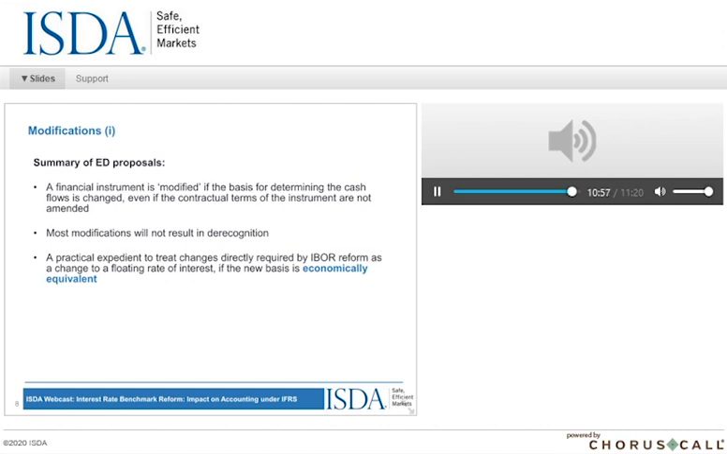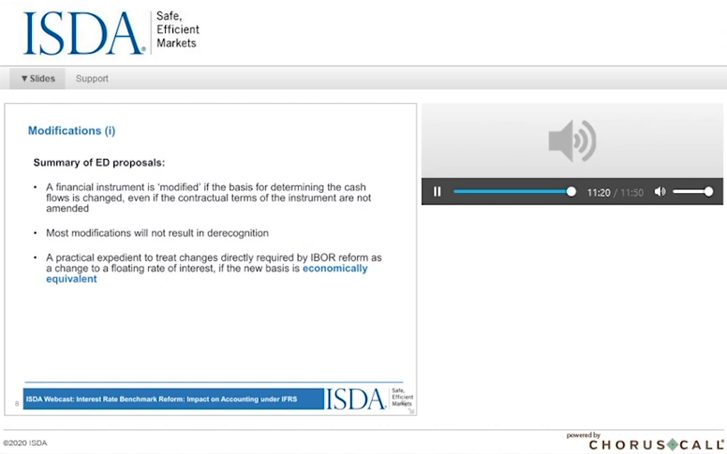With this change in the specification of a modification, that would fall within the scope of this project. Because although the financial instrument may still refer to EONIA, the way that EONIA has been calculated has changed. However, that does not have a huge impact, as we'll see in a moment.